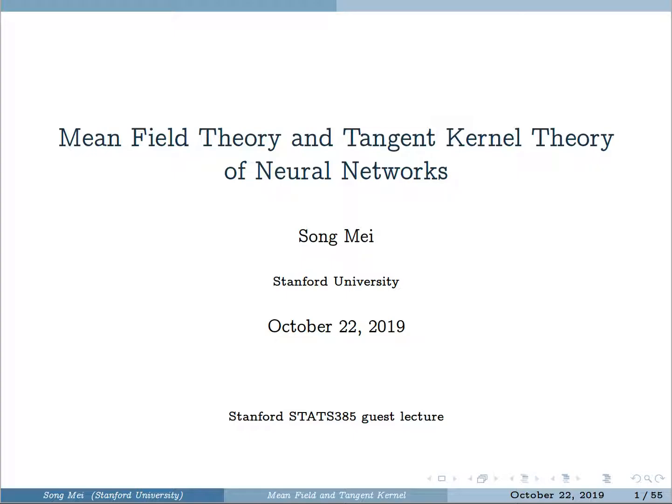I'm pleased to introduce Song Mei, who's a PhD student here at ICME at Stanford, and he's going to talk about mean field theory and tangent kernel theory of neural networks, which perfectly connects us to the previous speaker, who was Jeffrey Pennington, and perfectly connects us to the next speaker, who's Arthur Jacob.